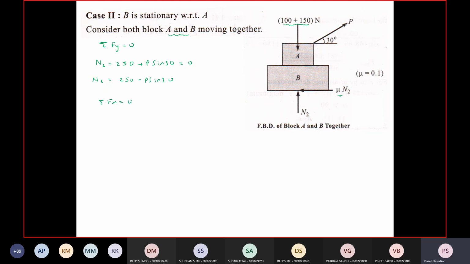Summation Fx is equal to 0. So P cos 30 minus nu N2 is equal to 0. Substitute N2 in this equation. So P cos 30 minus nu into (250 minus P sine 30) is equal to 0. Nu is here 0.1. So again find out P.